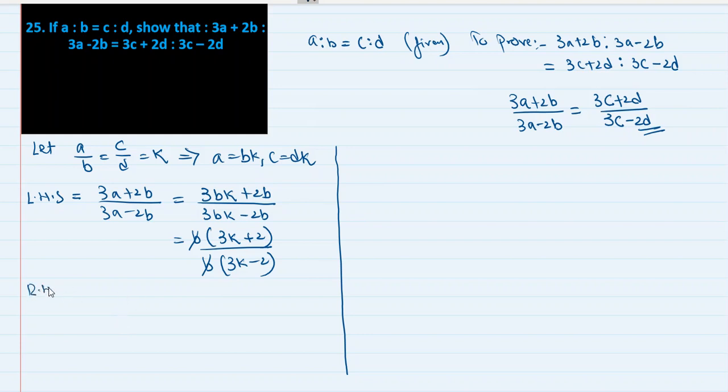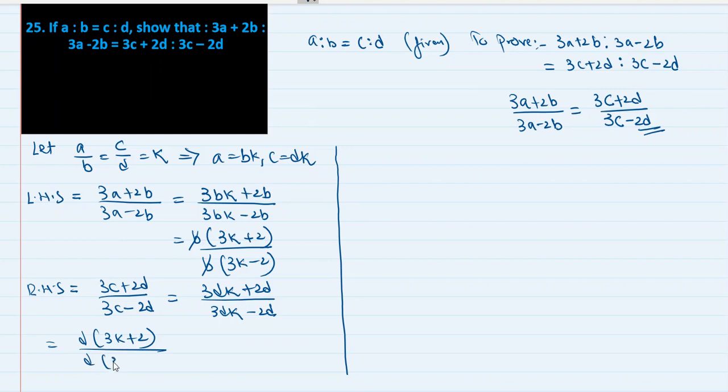Let's check RHS. So RHS is 3C plus 2D upon 3C minus 2D. I'm just going to put, in the place of C, DK. So 3DK plus 2D upon 3DK minus 2D, which will become D common 3K plus 2 upon D common 3K minus 2. D, D gets cancelled. I'm getting 3K plus 2 upon 3K minus 2.